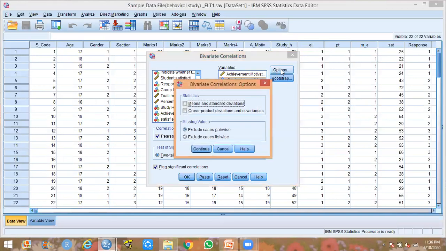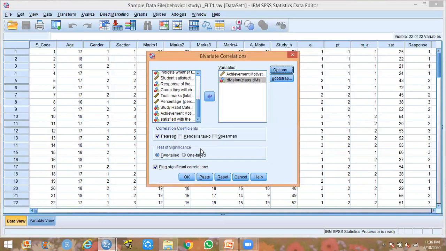Now you go to Options. If you want to know the mean and standard deviation, like descriptive measures, you can click on that. Then continue. Our interest is to find the relationship between them. Now there are different approaches: Pearson coefficient of correlation, then Kendall's, then Spearman rank correlation. Here I am taking the first measure, Pearson correlation, which will give you the relationship or association between these two variables.